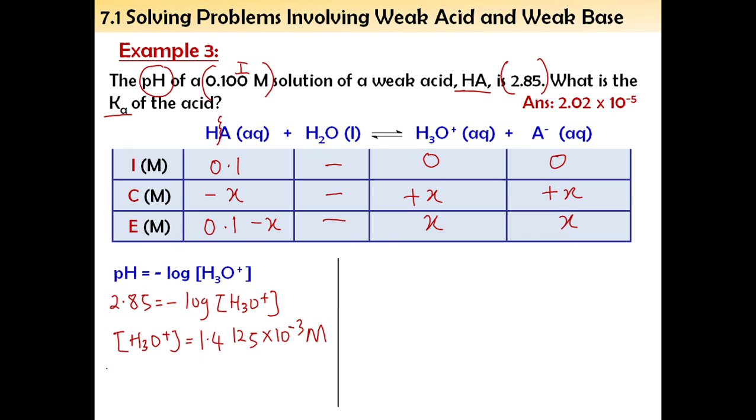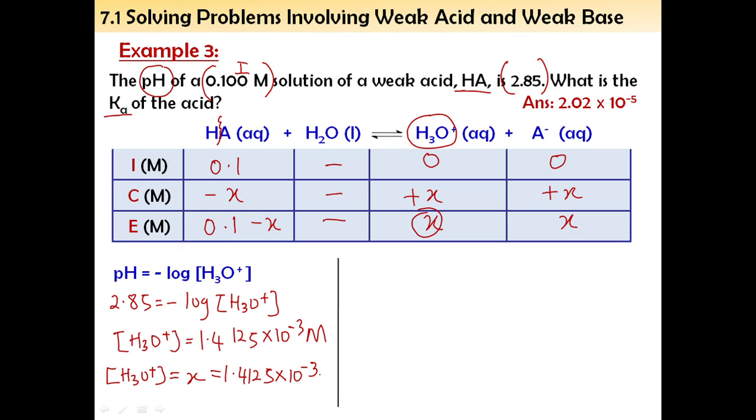Okay, so untuk yang ni, bila dah dapat untuk H3O+, saya boleh samakan dengan nilai X. So, concentration for H3O+ is equals to X. Ni lah. Ni H3O+, ini X kan? Jadinya, saya dah tahu nilai X adalah 1.4125 darab 10 kuasa negatif 3.